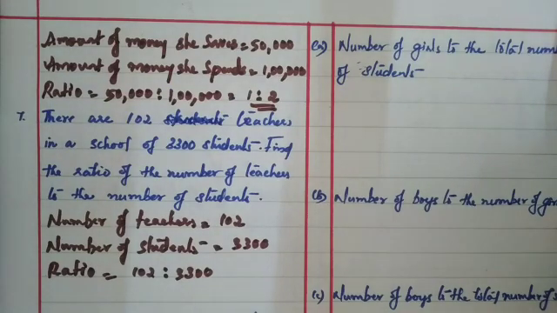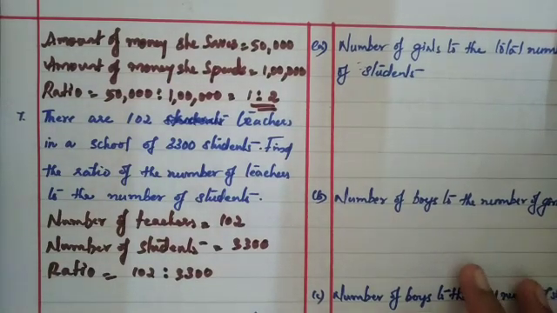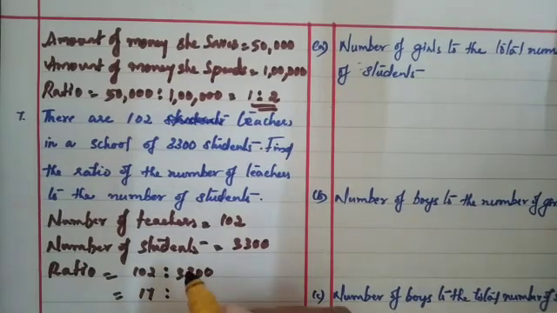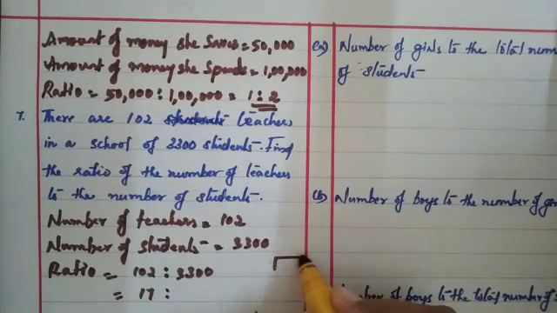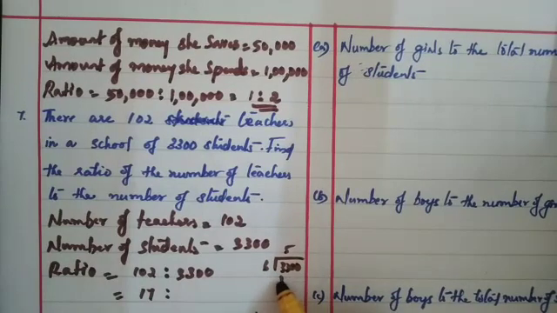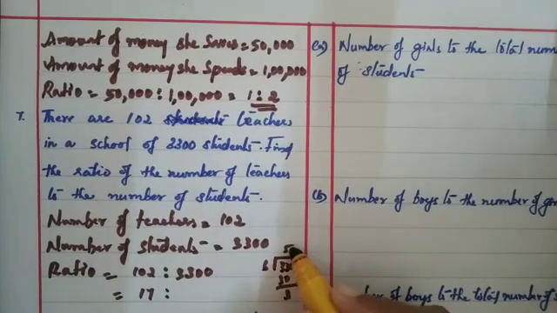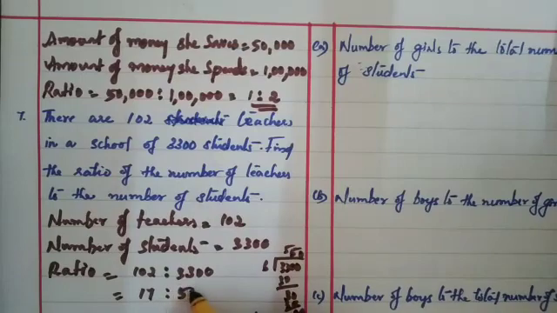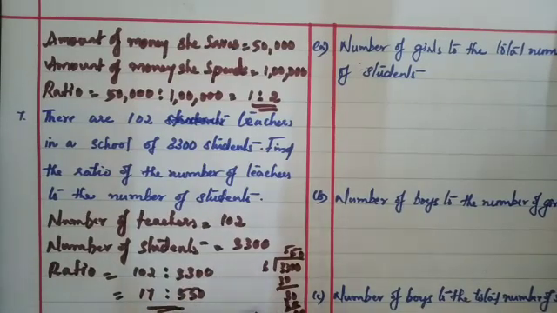102 is to 3,300. Here 6 is the common factor. 6 times 17 is 102, and here 3,300 divided by 6. 6 5s are 30. Then again 3 remainder. Again 5 times 30. Then remaining 10. Okay, 550. 17 is to 550 is the ratio.